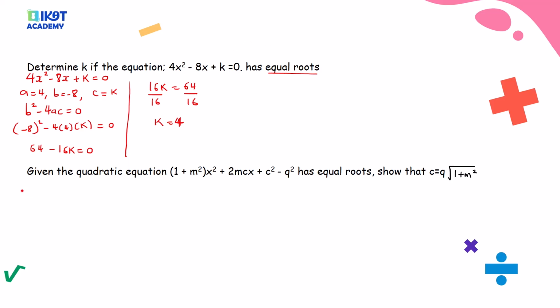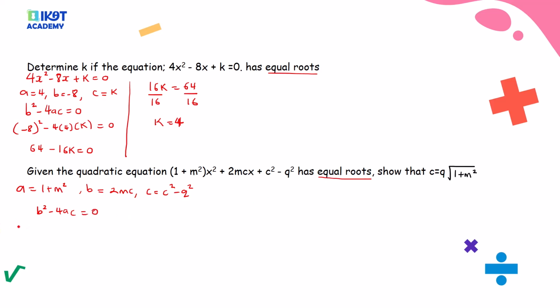Okay, so now let's look at our second example. Given that the quadratic equation this has equal roots, show that this is equal to this. So the condition, we have to remember that if any quadratic equation has equal roots, we have to remember our condition. But now let's first quote what is a. A is 1 plus m squared. What is b? B is 2mc. What is c? C is c squared minus q squared. And what was our condition? B squared minus 4ac is equal to 0 for any quadratic equation that has equal roots.